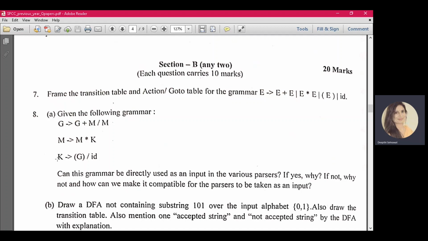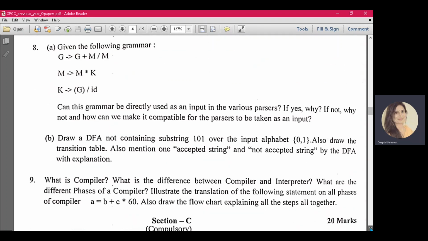Then 8th question is, we are given a grammar. Can this grammar be directly used as input for the various parsers? If yes, if not, why not? And how can we make it compatible for the parsers to begin with? Basically, this is a given grammar and you have to identify whether it is suitable for parsing or not. So first of all, you have to identify whether there is left recursion or left factoring or not. And if it is there, then you need to remove it, right?